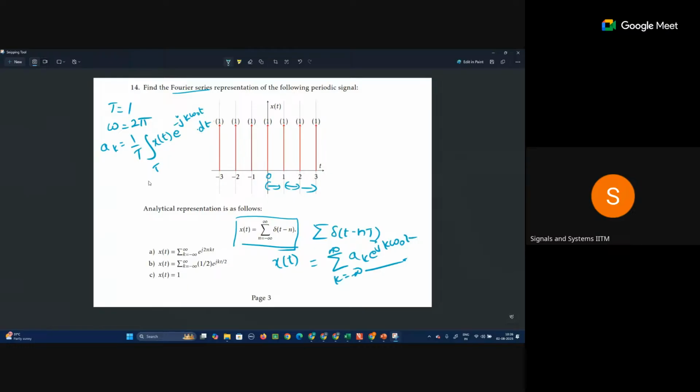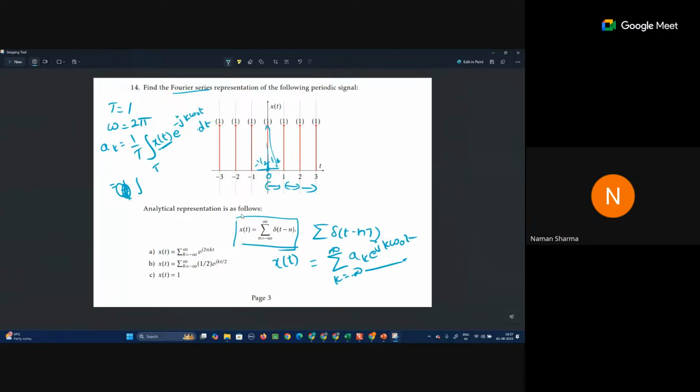So like here, first we will be finding x of t in this duration. If we take from minus half to half only, it will be 1 at 0, I mean, at delta. So 1 by T. Since it is 1 by 1, we will be taking it as 1.